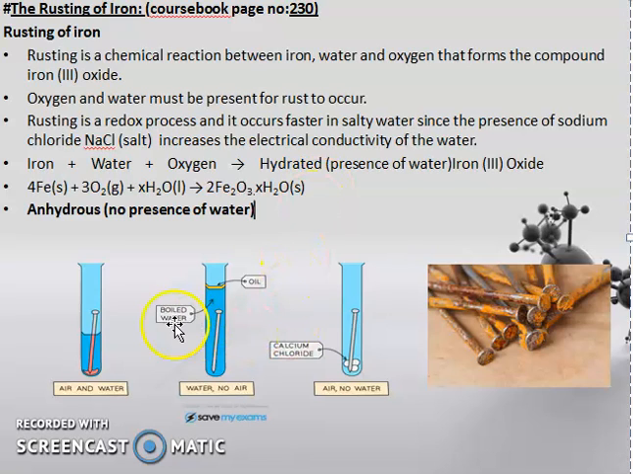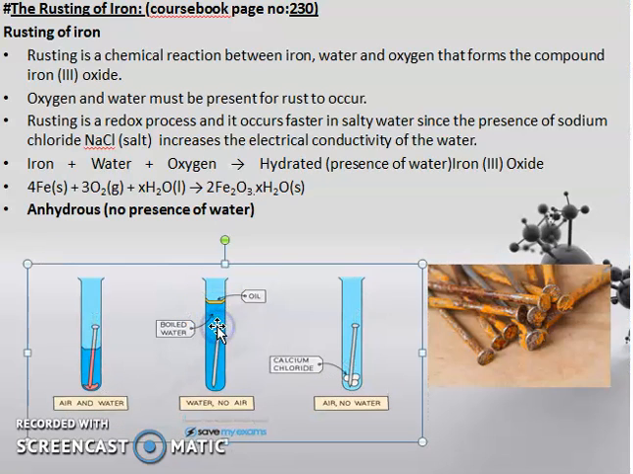Yes. Now see, in the first test tube you can see the nail is in water and also in contact with air. There is open space above the test tube, so you can see there is rust occurring. But in the second test tube you can see the nail is in boiled water, so even with the presence of water and air there is no rust. Why? Because the water is boiling.